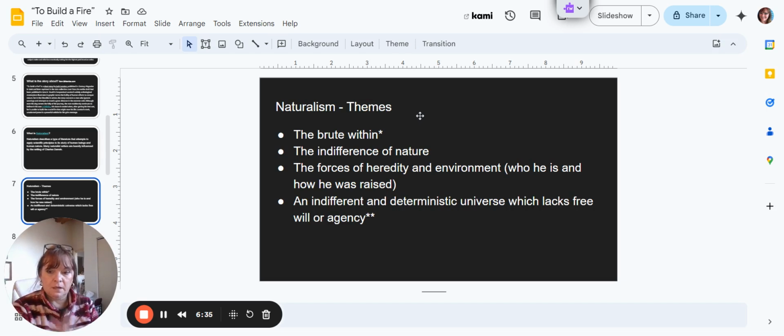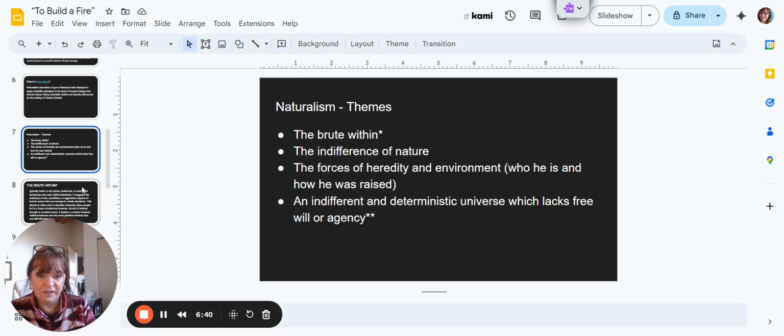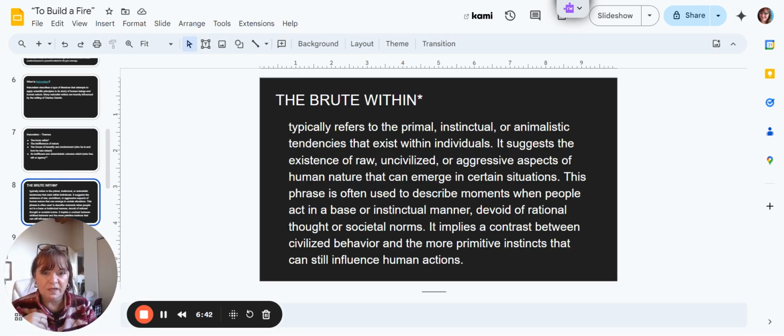Naturalism themes, one of them is the brute within, and so I'm going to go to that slide quick just to briefly explain what that means. The brute within typically refers to that primal, instinctual, animalistic tendency that exists within all of us. Inside of us, we do have some uncivilized nature, aggressive natures. We have raw animalistic natures in all of us, and that can emerge in certain situations.